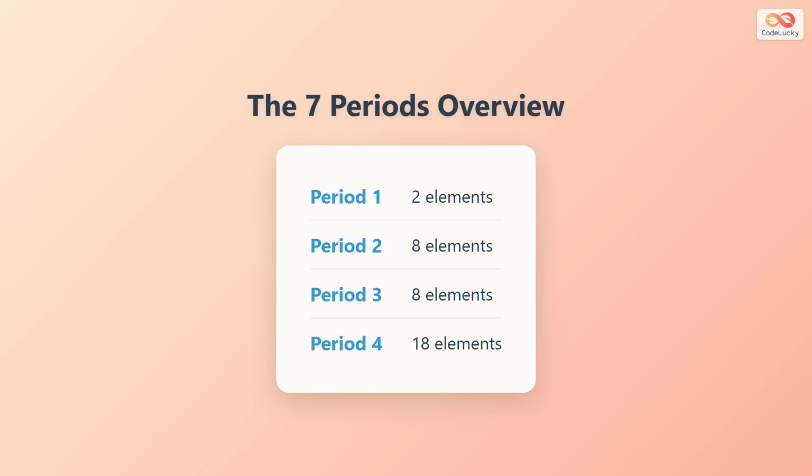Now let's examine all 7 periods. Period 1 contains only 2 elements. Period 2 has 8 elements. Period 3 also has 8 elements. Period 4 expands to 18 elements. As we move down the table, the periods generally contain more elements because atoms can accommodate more electrons in their outer shells.